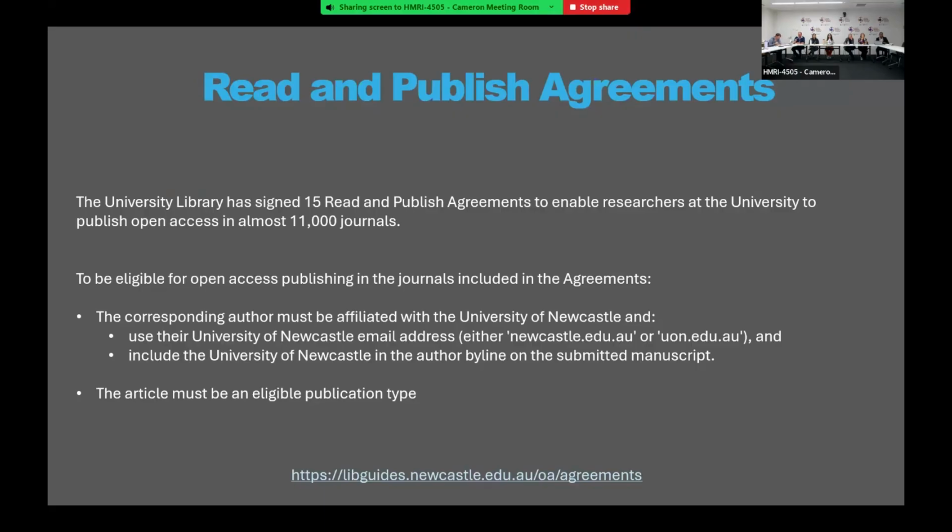For these, you don't need to pay the APC. Some publications may charge an extra admin fee for coloured pages or things like that, but they'll tell you that as you go through it. To publish with them, the corresponding author needs to be affiliated with the university and use their uni email and make sure that the University of Newcastle is in the byline. Each of them do have eligible publication types, but standard research articles are often on with them.